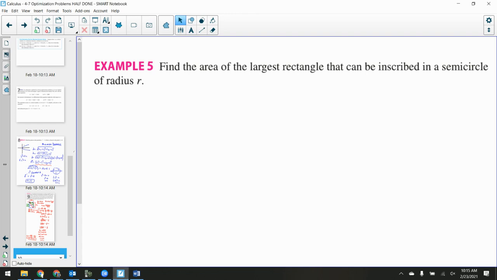No, that doesn't work. All right, so last example from the optimization set.